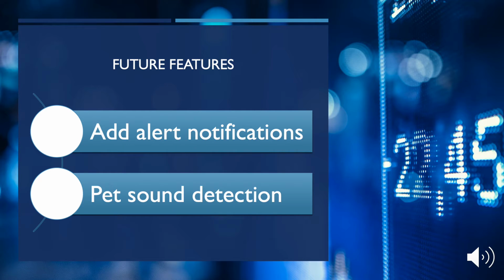In the future, there are 2 features we would like to add. This would be adding alert notifications and pet sound detections. The notifications would be helpful in case water and food levels went below a desired threshold without the user knowing. The app would be able to alert the user of this occurring. The pet sound detection would be helpful in case the pet is now in a situation of distress.